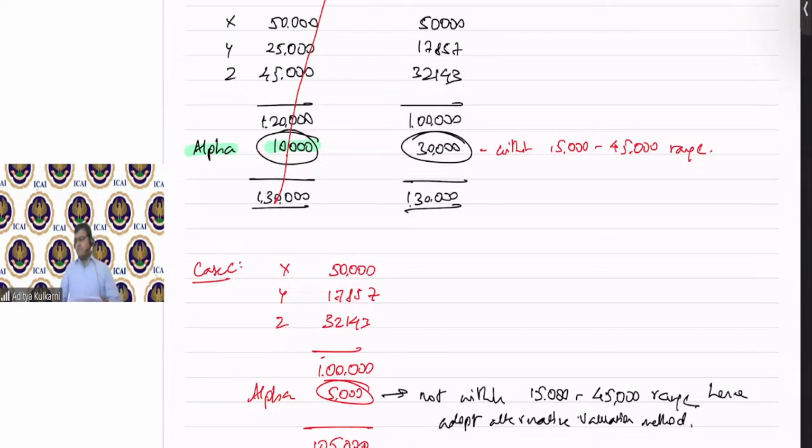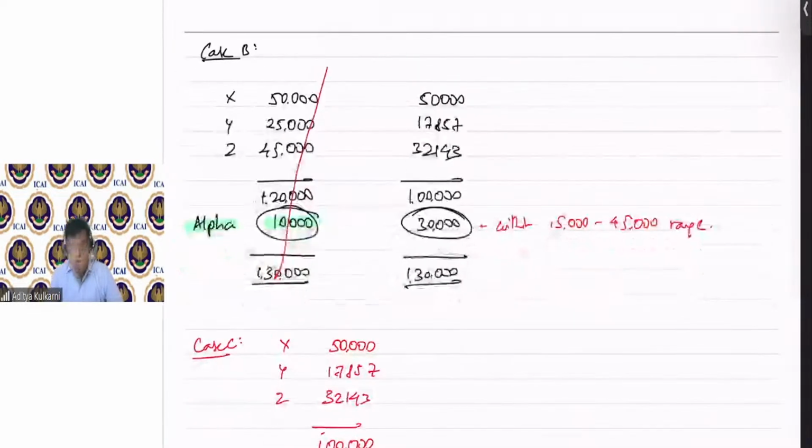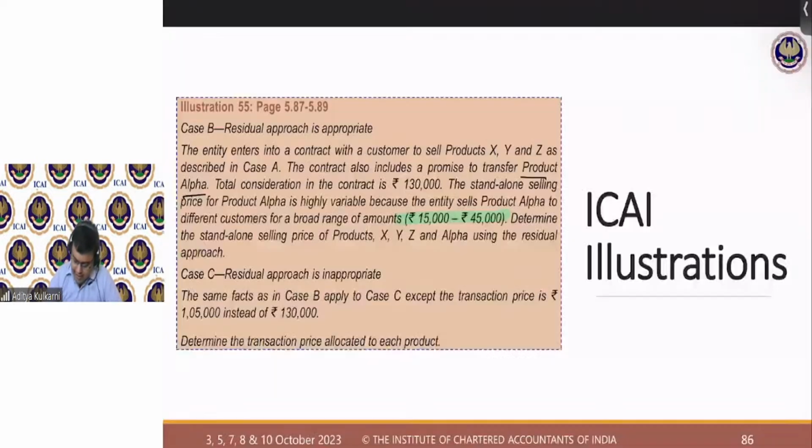Are we clear? Yes. So that takes care of step number 4, allocation of transaction price. I would request you to try 56 with variable consideration. It is a little different, but I think you will be able to solve it. So we are done with step number 4 in totality.